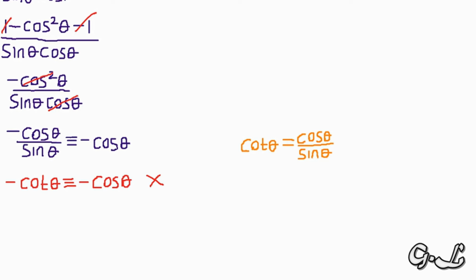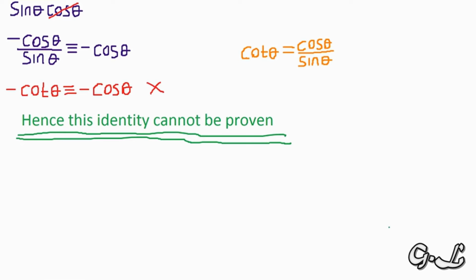So the answer is no. They want to know how you're going to prove it. So in this case, what you have to write is that hence this identity cannot be proven. When you look at that carefully, negative cot theta is not equivalent to negative cos theta. So you can say that hence this identity cannot be proven.